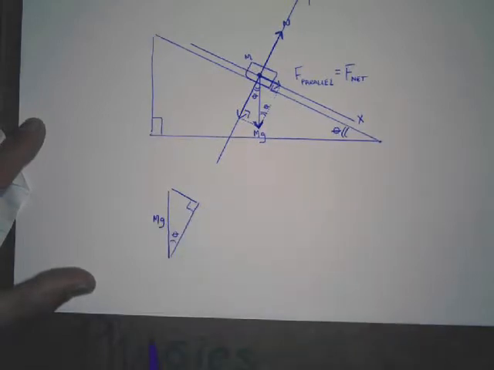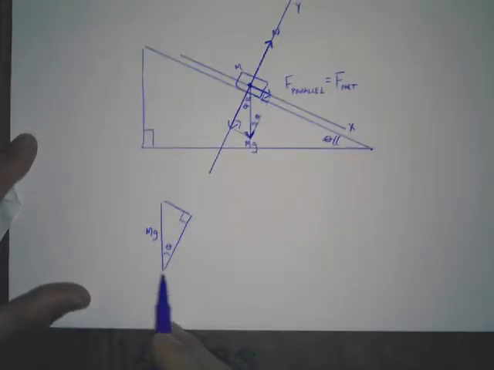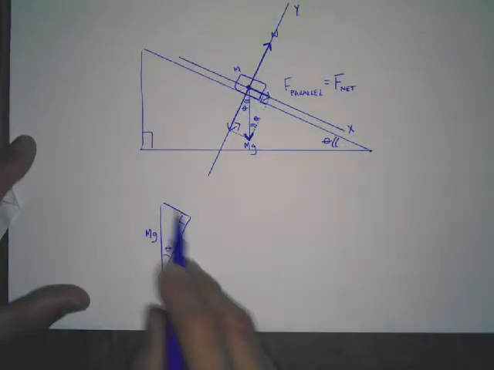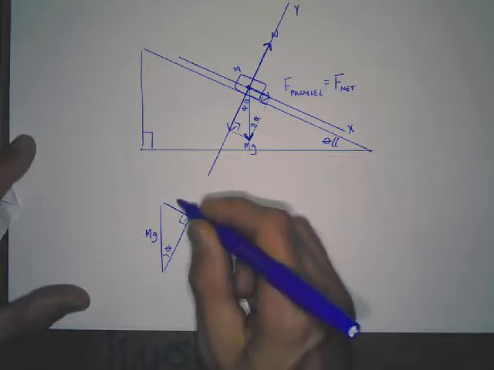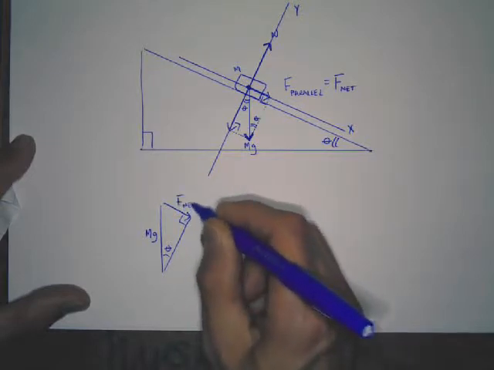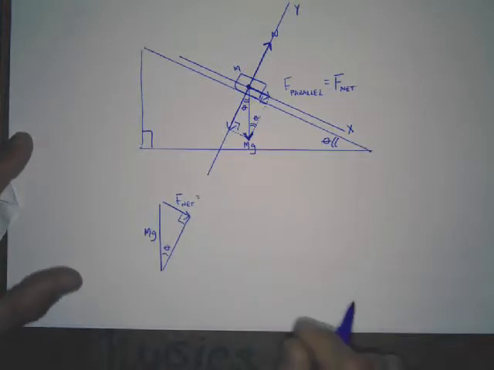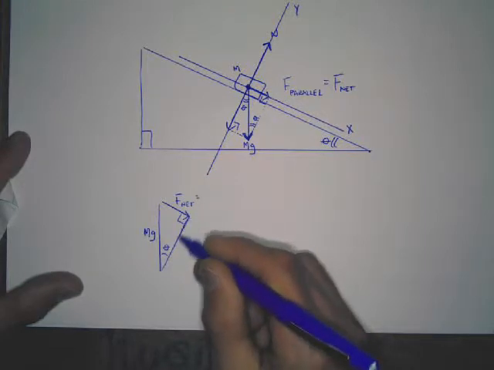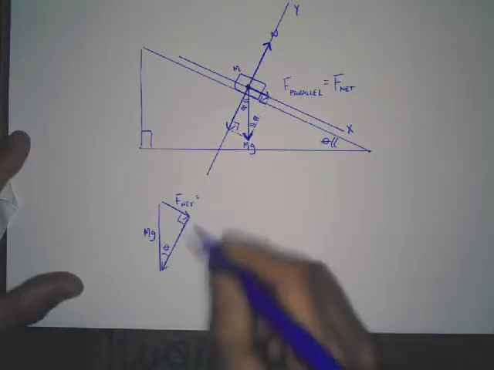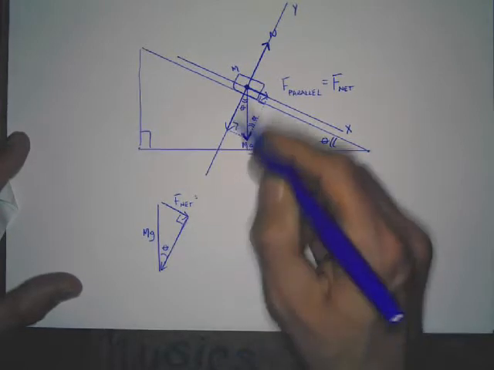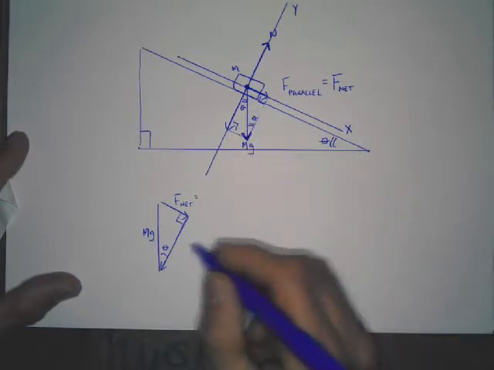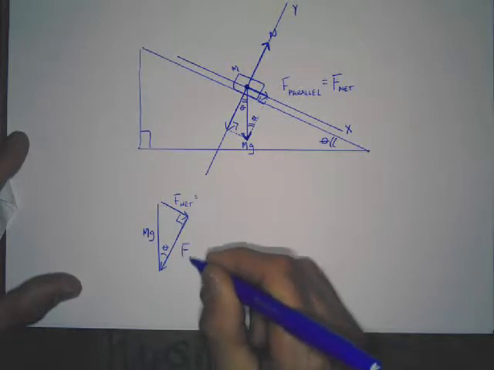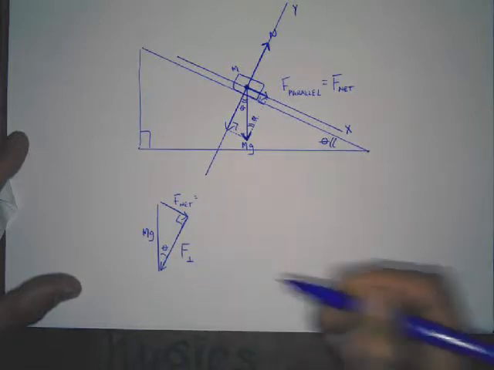And the hypotenuse of that triangle is the weight. That's mg. So the question is what is this piece? Because this piece here, that's going to be your F net, your F parallel, whatever you want to call it. And this long piece over here is the part that is fighting against the normal force. Okay. So I'm going to call that F perpendicular.